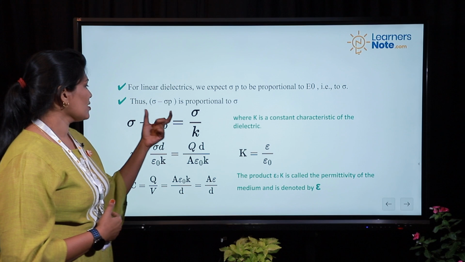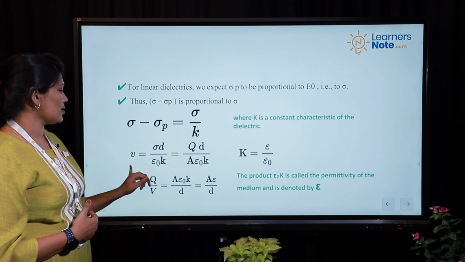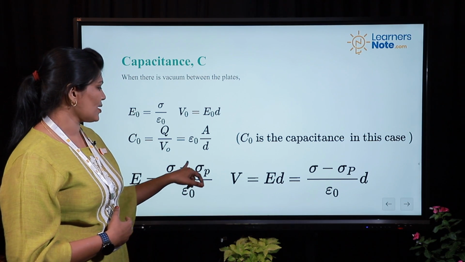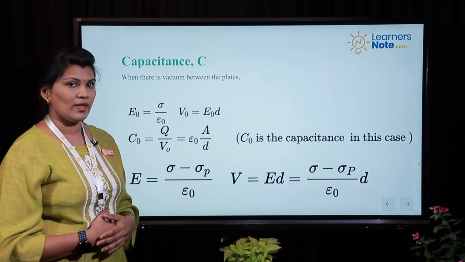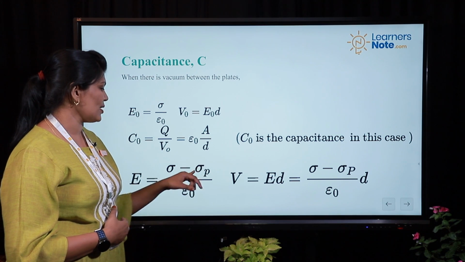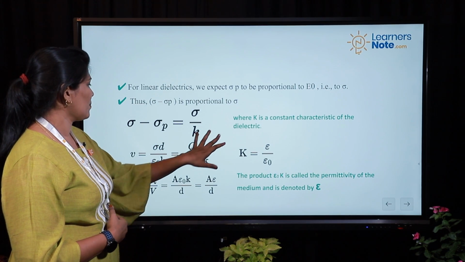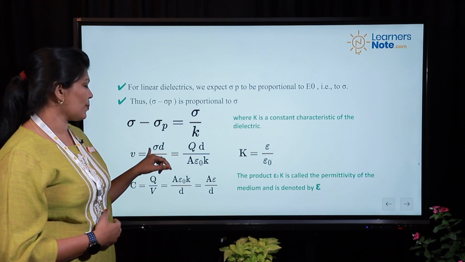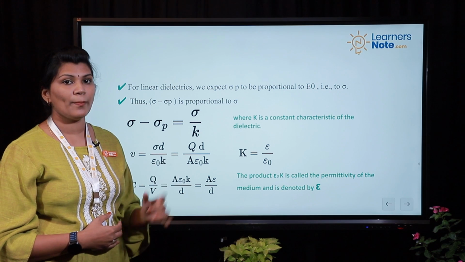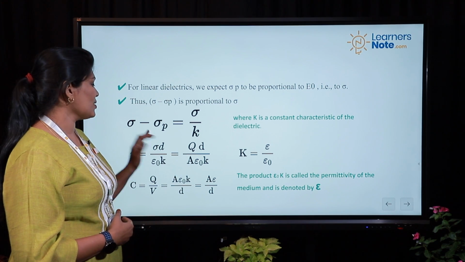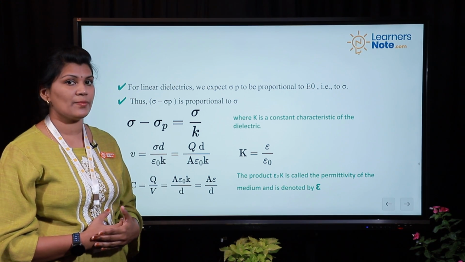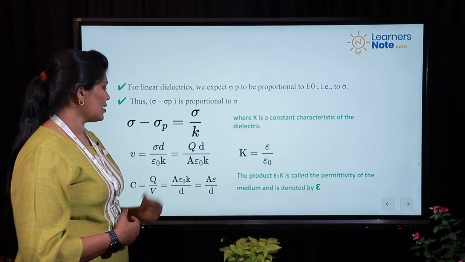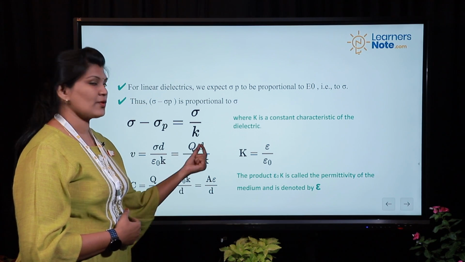Okay, then substitute this value in our equation. In the previous one we have the expression of electric field as sigma minus sigma p divided by epsilon 0. Here we are replacing this sigma minus sigma p by sigma by k, so our equation will become like this. And again we are replacing this sigma with q by a, because we have the expression of charge density sigma is equal to q by a. So our equation will become V is equal to q d divided by a into epsilon 0 k.